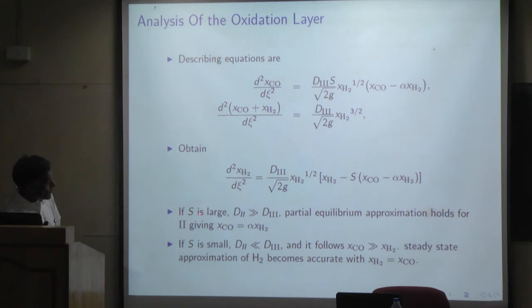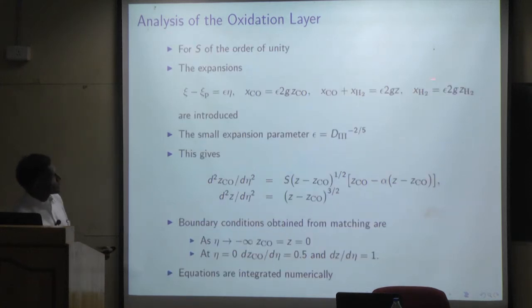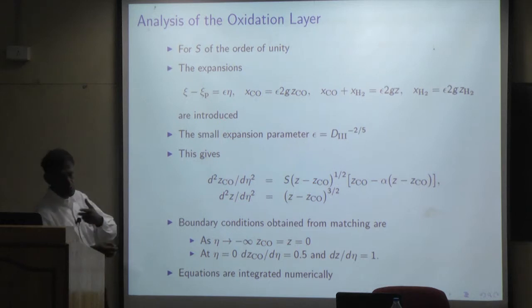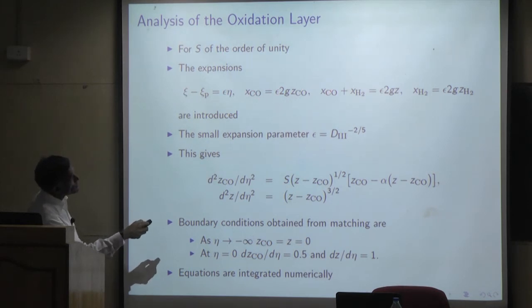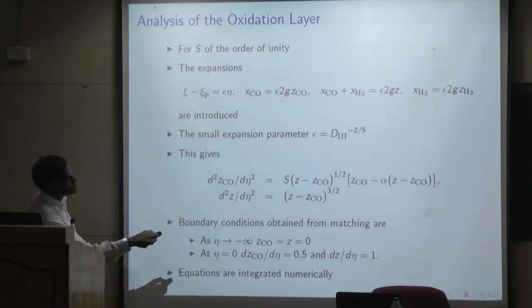Now again, I just said that there are two limits: S large, S small. These are the expansions in the oxidation layer. This answers your question. What is C minus CP? It is eta. Remember that I said XCO is of order epsilon. So here ZCO is of order unity. XCO is of order epsilon. I write the sum, and the sum is also of order epsilon.